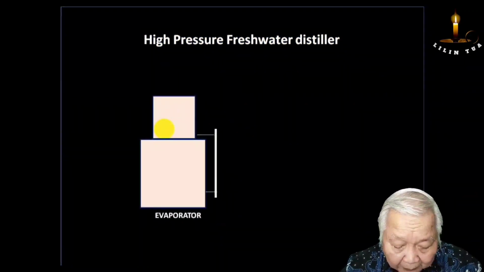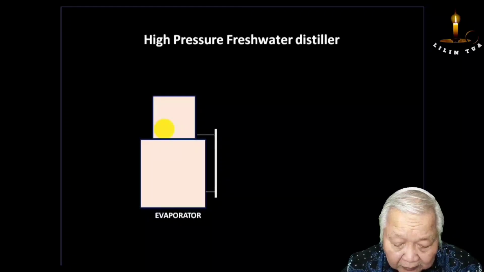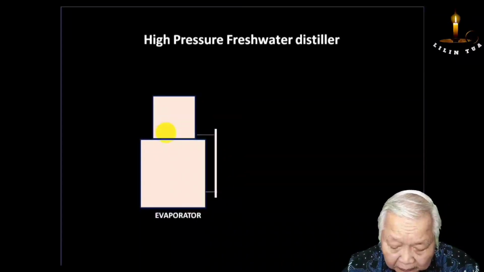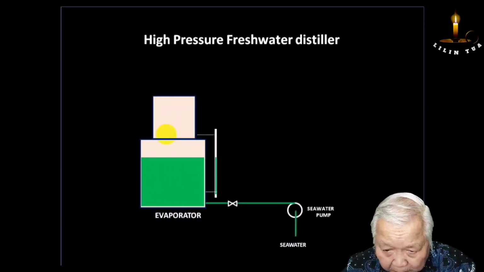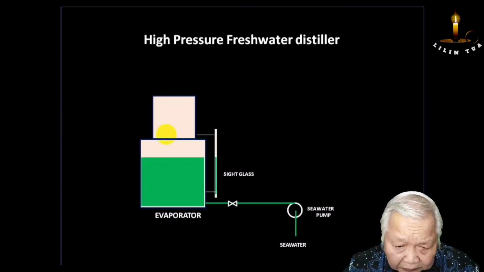From that high pressure distiller, we can show you the image, which is an animation of a high pressure freshwater distiller system. You can see the evaporator. From the animation image, you can see the location and type of evaporator. Here we can see the sea pump filling the water to the evaporator, and the level we can see from the side glass.